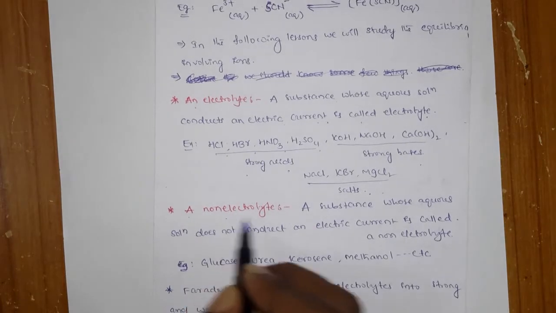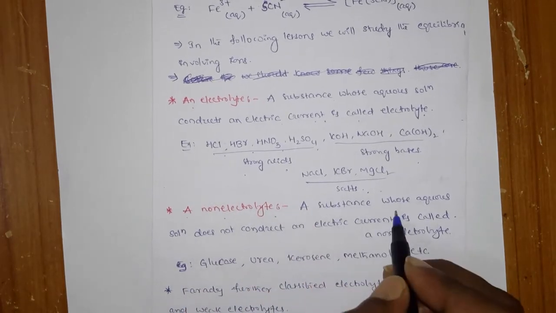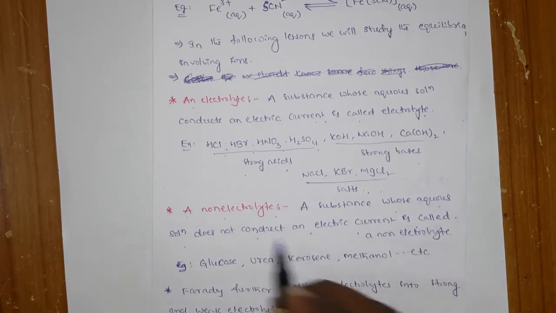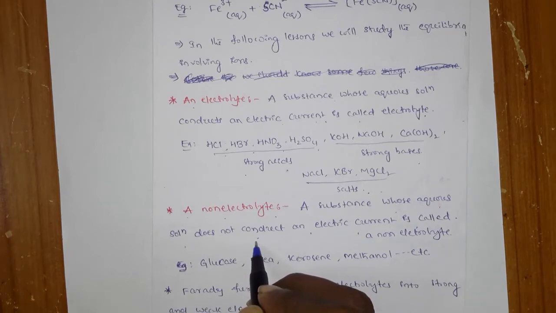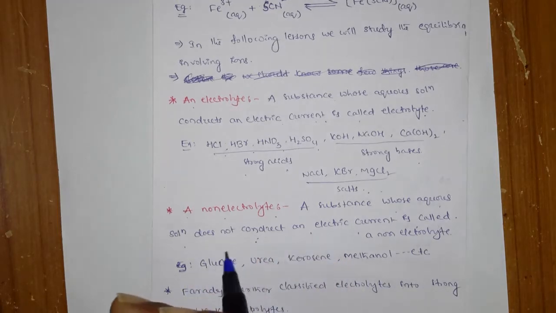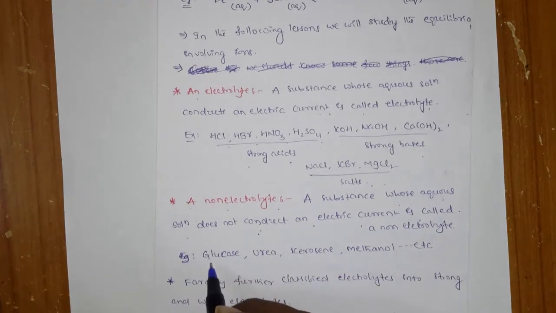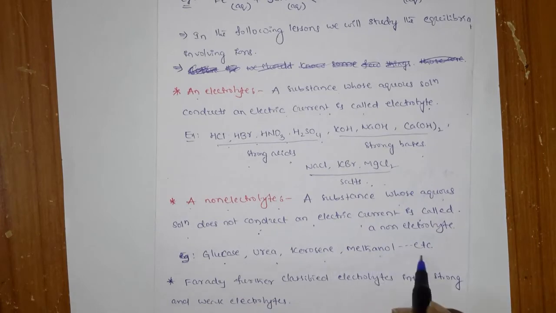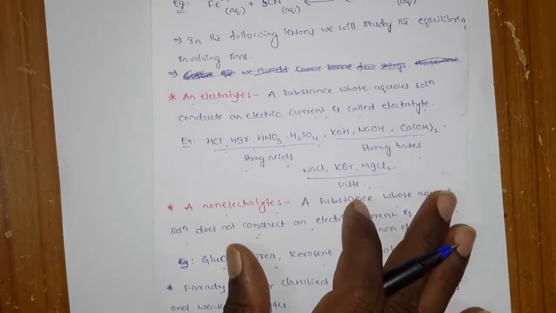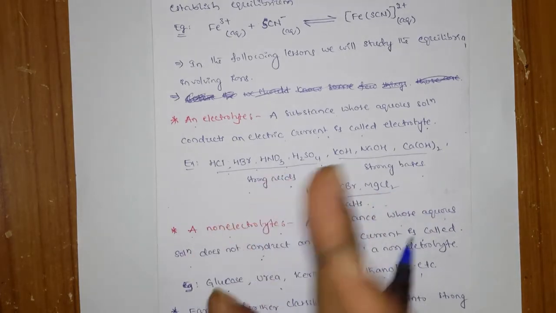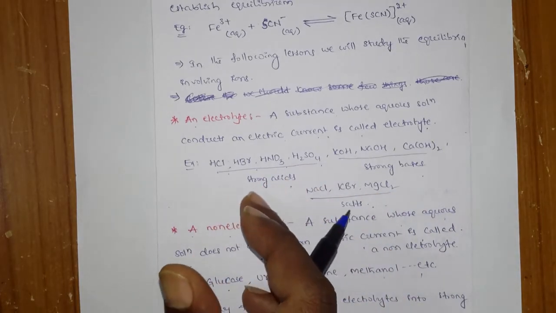And what is a non-electrolyte? A non-electrolyte is nothing but a substance whose aqueous solution does not conduct an electric current. Why is it not showing conductance? Because it is not forming any ions in the solution. The examples are glucose, urea, kerosene, methanol, and so on. So with this you understood that whatever compounds you have, you can classify them into electrolytes as well as non-electrolytes.